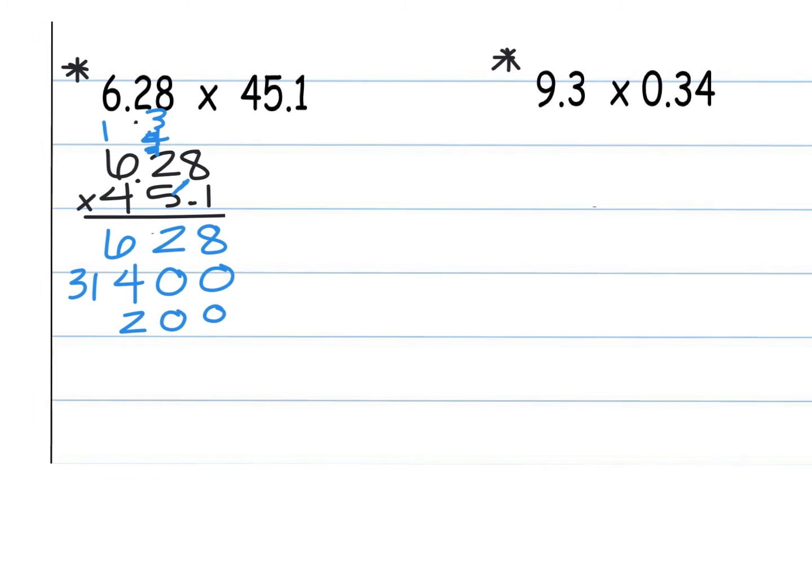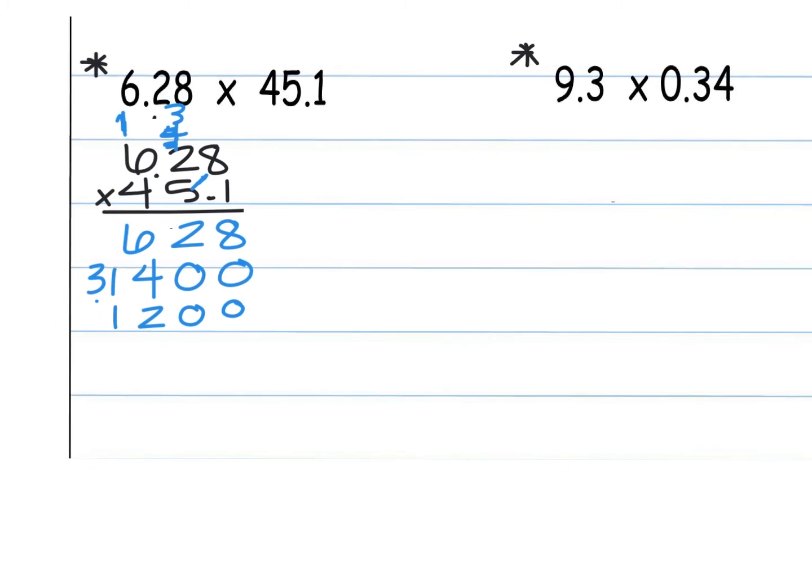Slide that over a little bit. Okay, so then 4 times 2 is 8, plus 3 is 11. That's still a 1. 4 times 6 is 24, plus 1 is 25. Oops. Now I'm going to add them together.